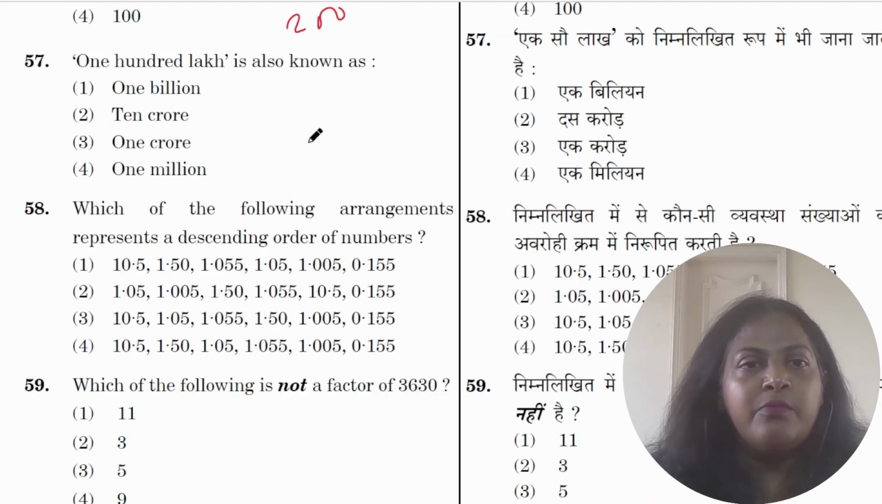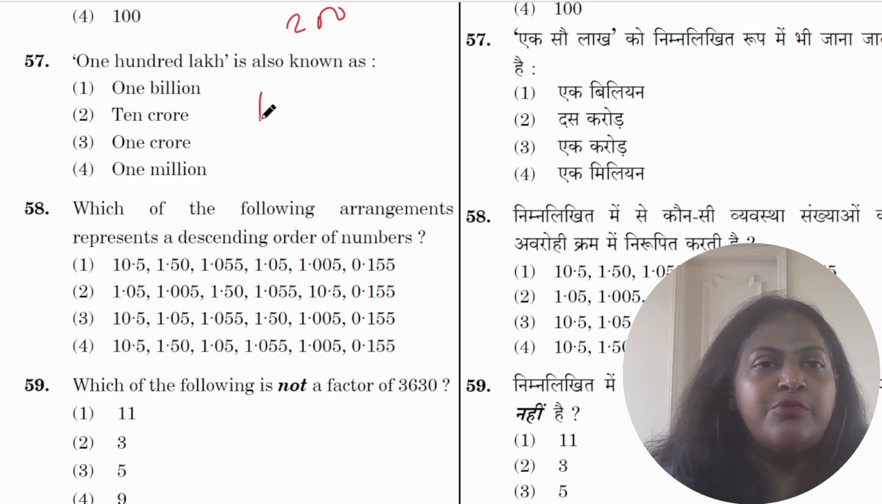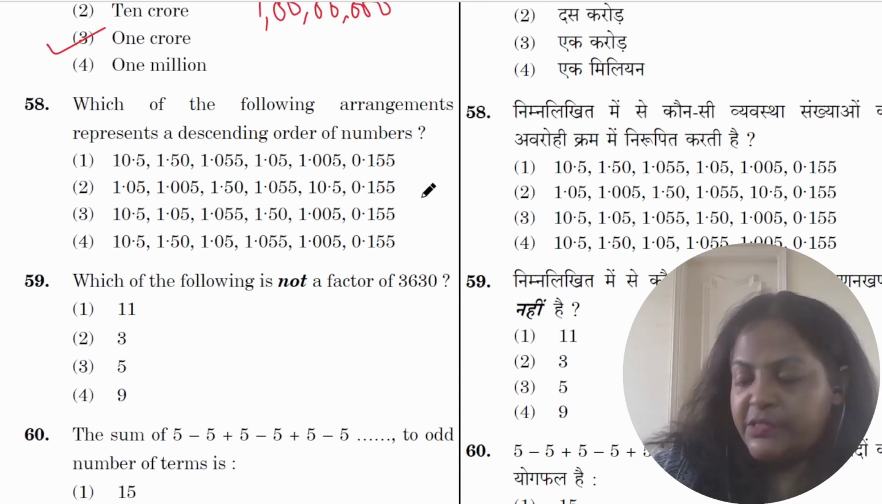Question 57, 100 lakh. So this is something that you should know. 100 and then lakh. Lakh has 5 zeros. So 100 lakh is 1 crore. Let's move on to question 58.